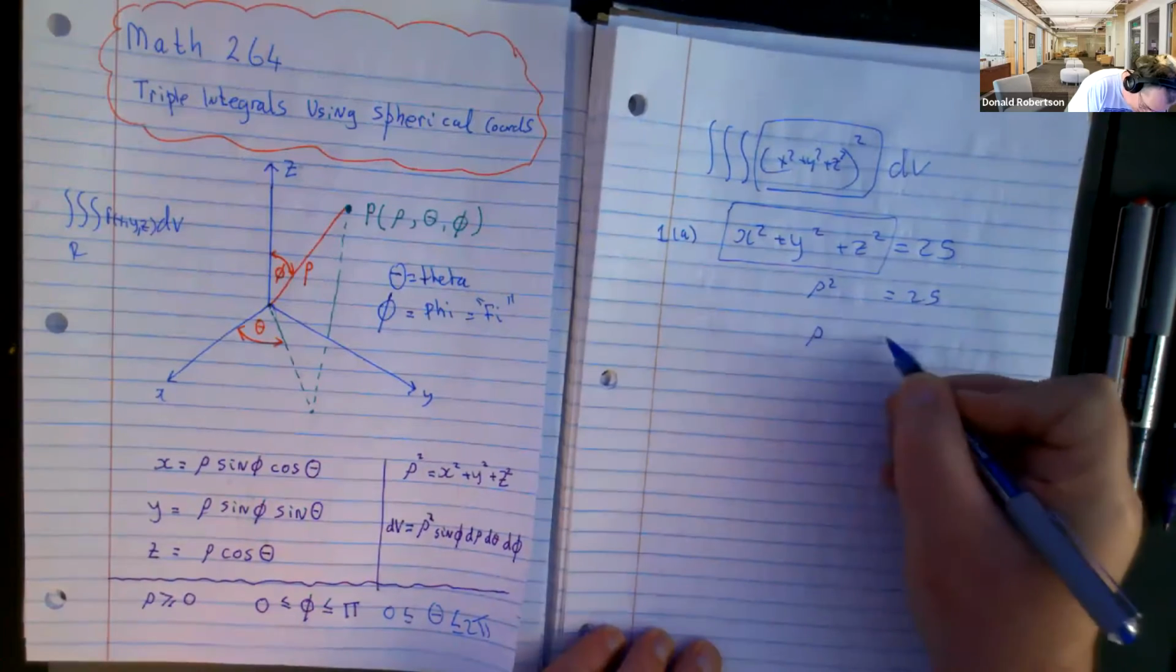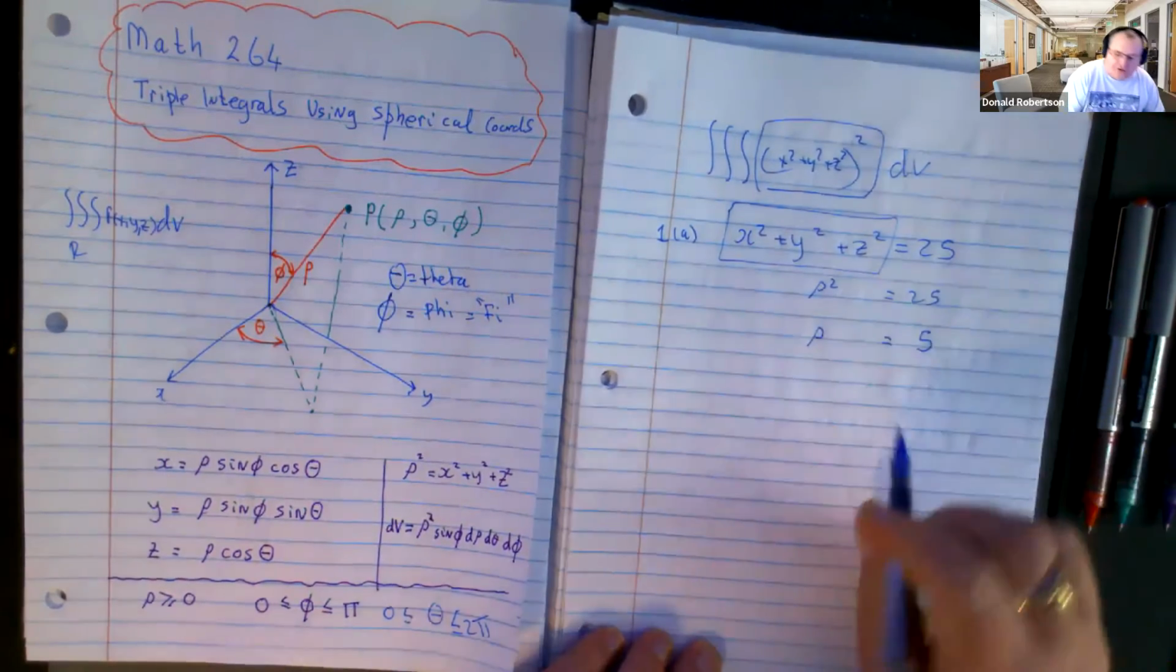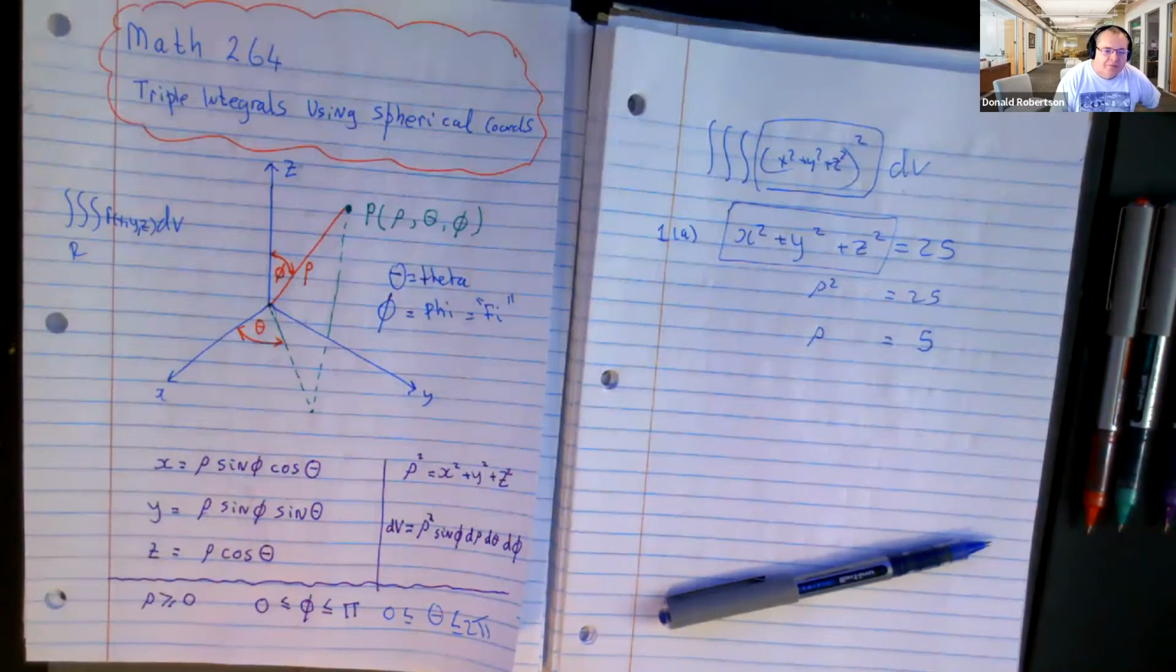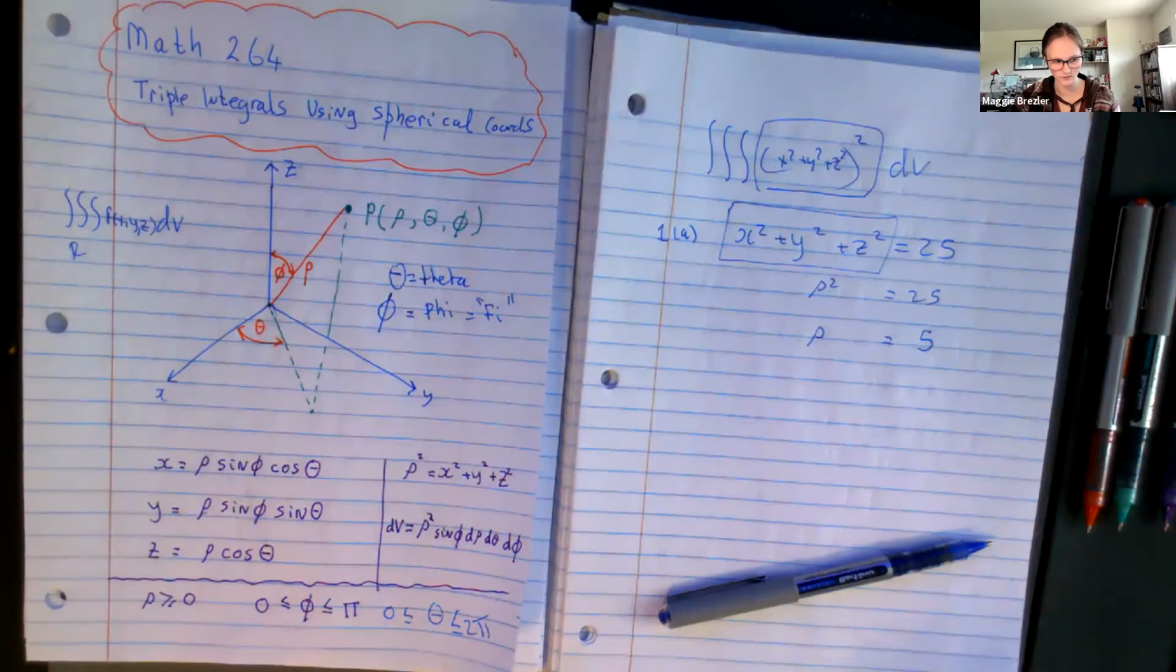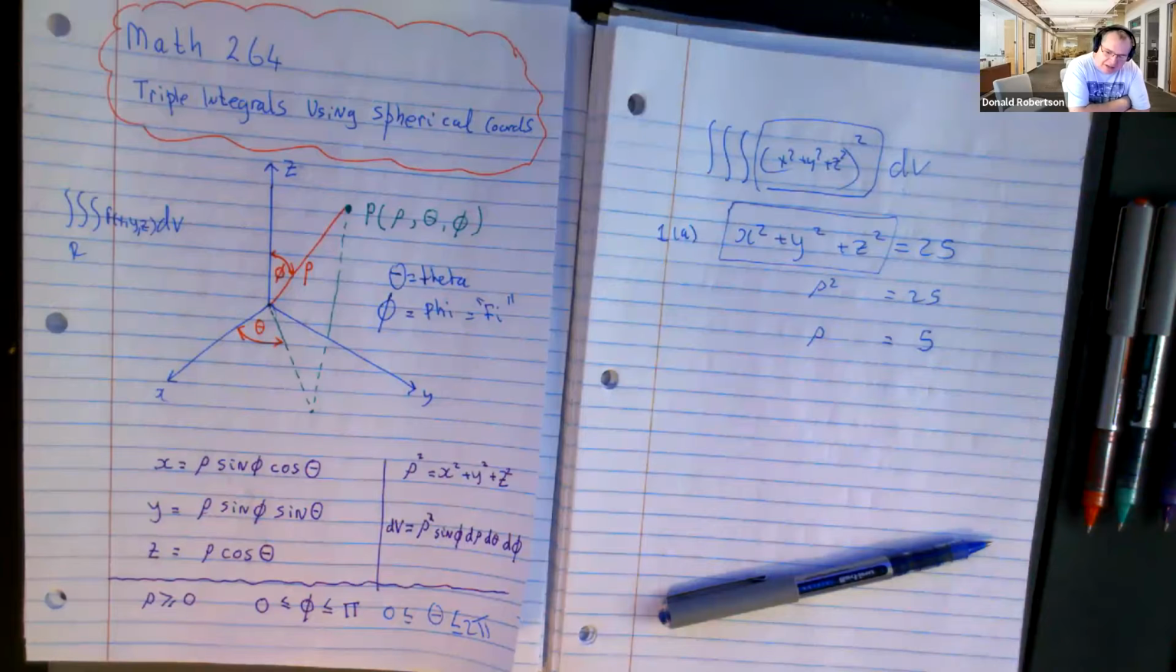And why can I then write down just that rho equals 5? Why am I not saying plus or minus 5? Because it can only be positive. Right. And if you think about it, isn't all the points who are 5 units away from the origin, doesn't that give you the shell of a sphere?